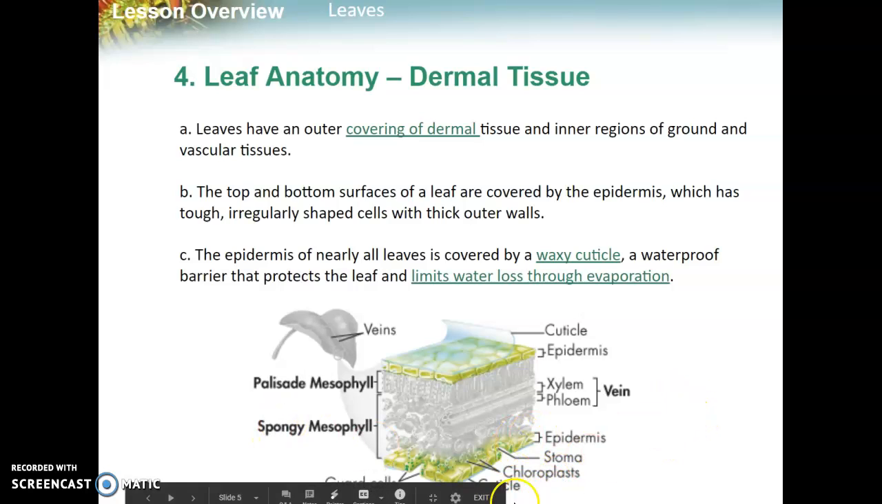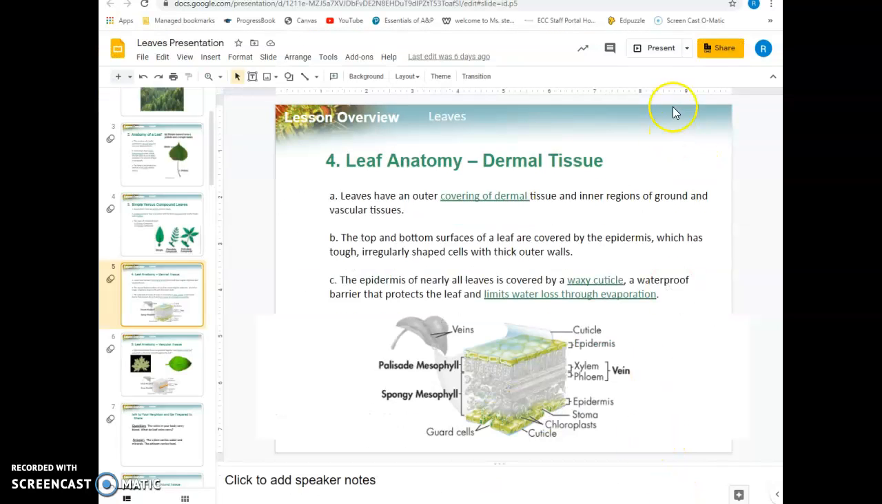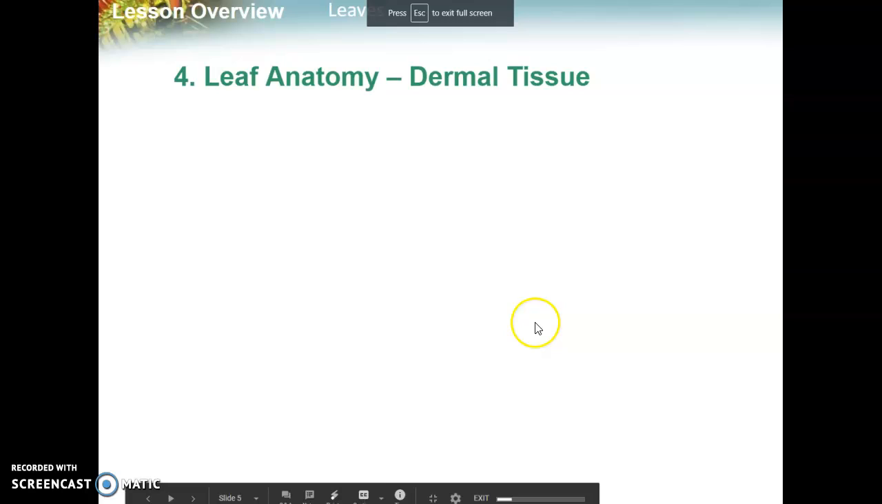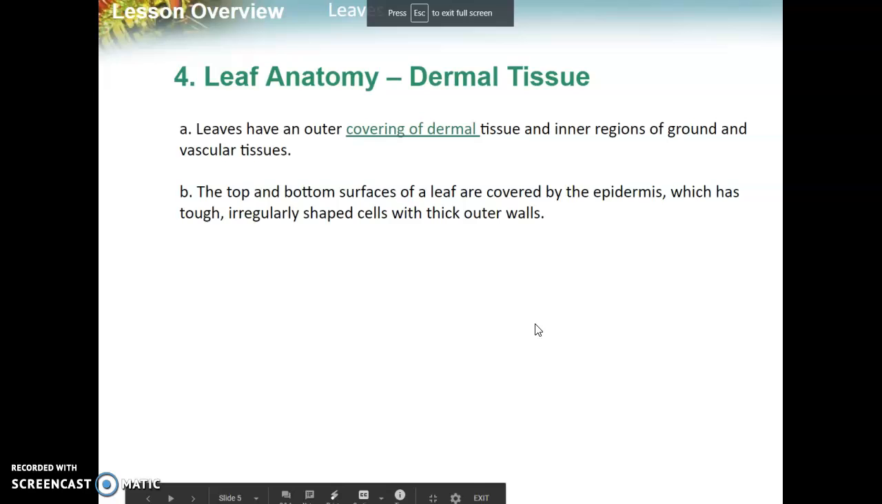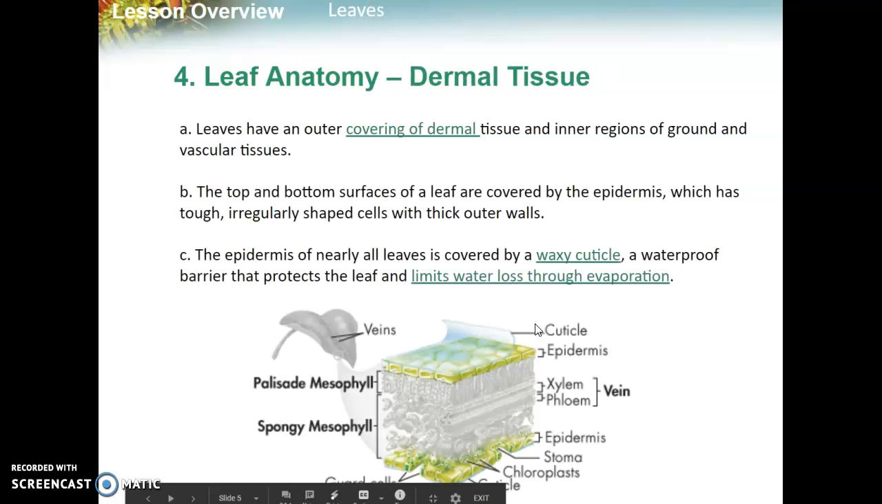So dermal tissue, oops, you go back in present mode, my apologies. Dermal tissue is a covering tissue. It covers over the top of the leaf. And the top layer of that dermal tissue we talked about is a cuticle that prevents water loss, and then right underneath that a single layer of cells called the epidermis.